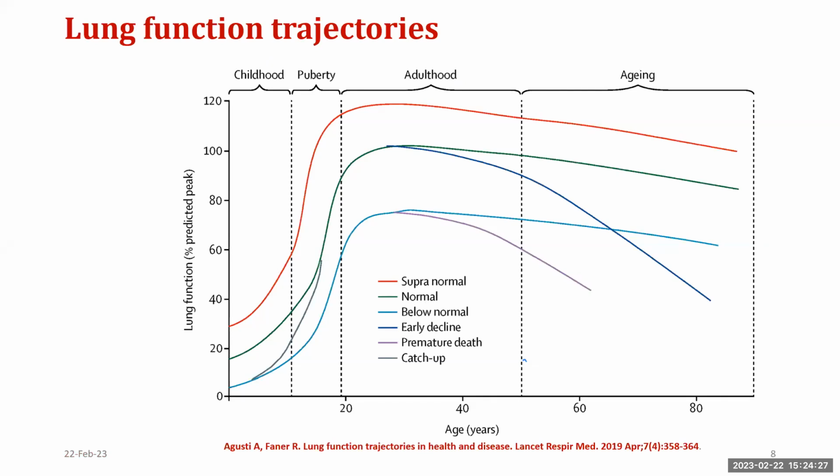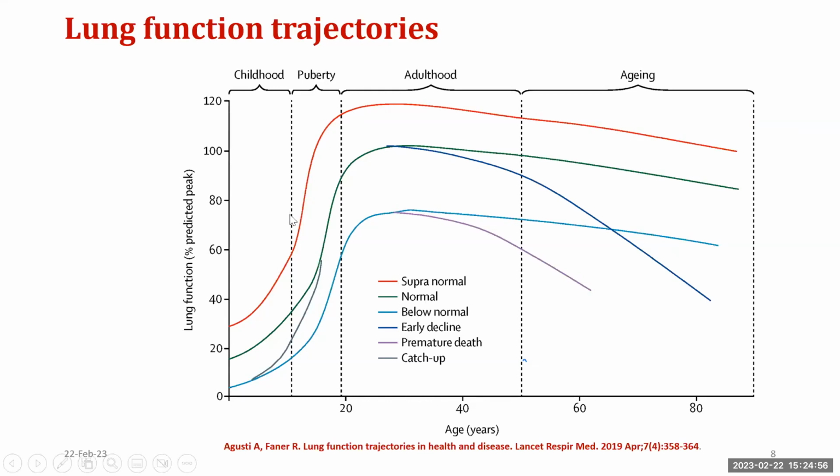lung growth starts in utero, and that by the time we are 22 years, we have reached the peak, and then we start having decline. So this graph shows different trajectories. What we know is that if you are born and your lung health is suboptimal, it tends to remain suboptimal until you reach the peak. So I'll start with the red one.